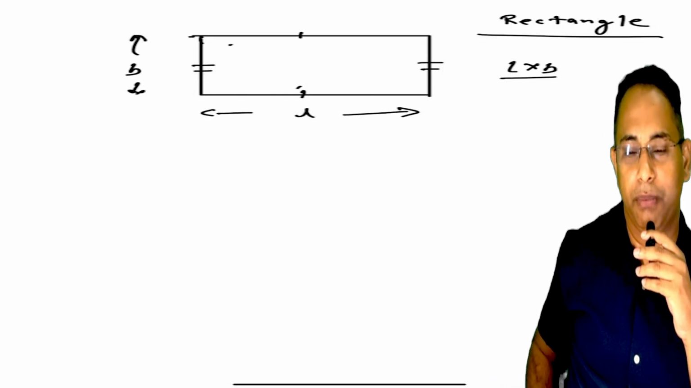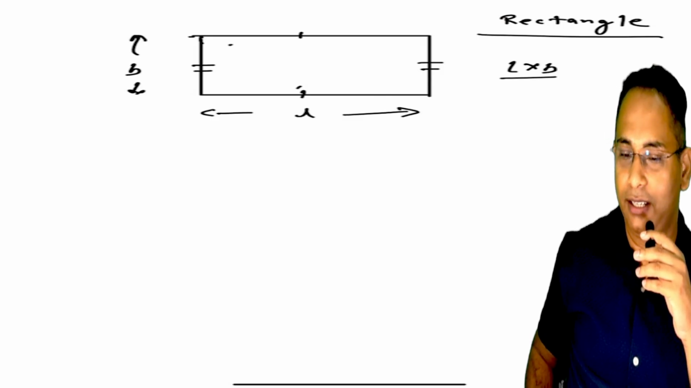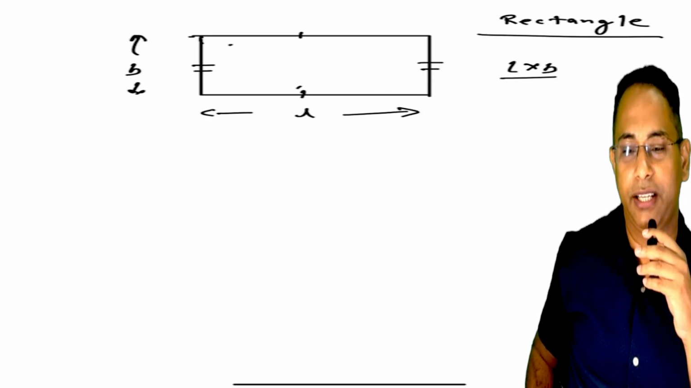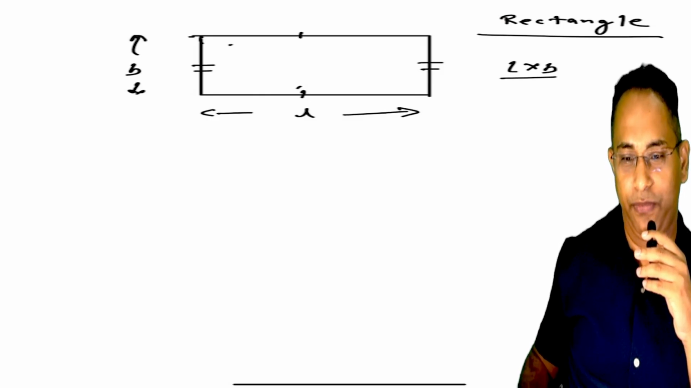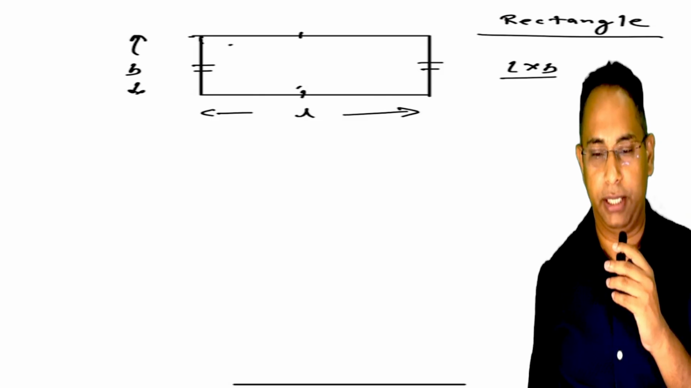Correct? But can anybody tell me in the comments how it is derived and why it is L into B? Why is it not L square plus B square? Why is it not 2L square plus B square? Why is it L into B? So with zero fear math, if you learn this concept, then definitely maths will become easier.